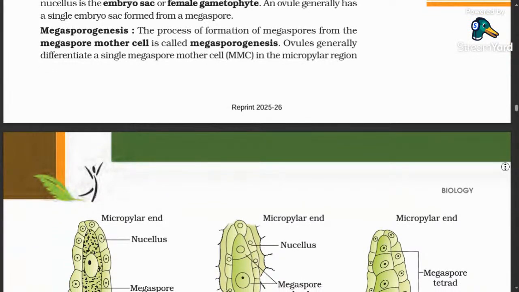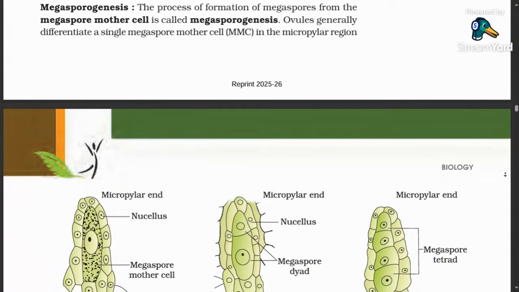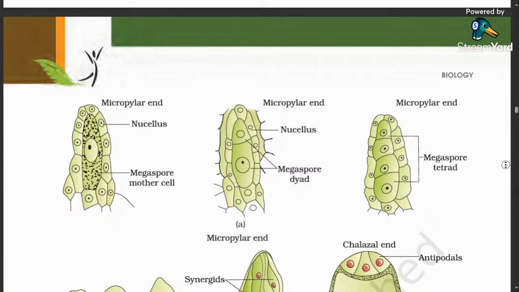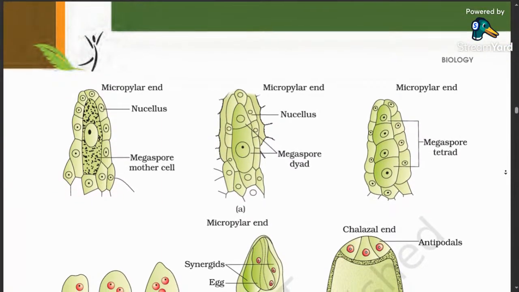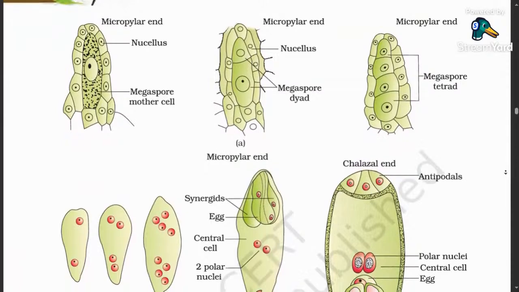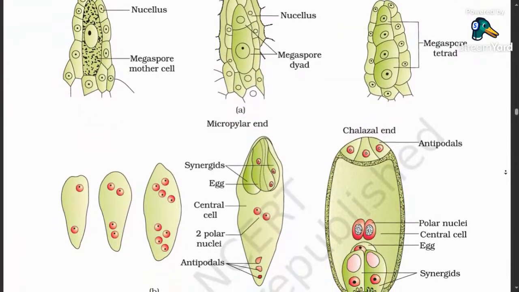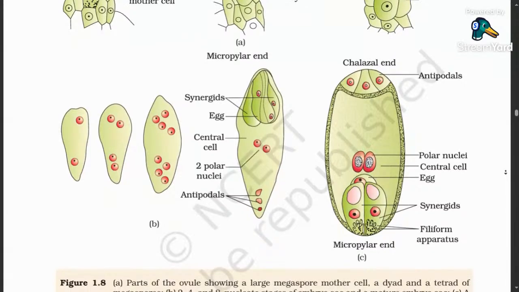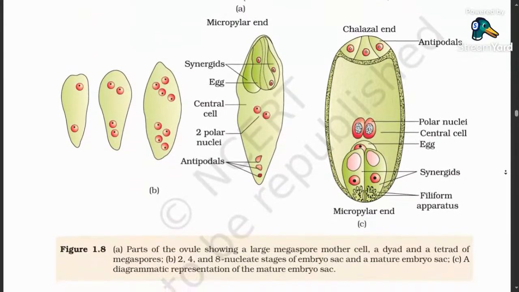Megasporogenesis. The process of formation of megaspores from the megaspore mother cell is called megasporogenesis. Ovules generally differentiate a single megaspore mother cell in the micropylar end of the nucellus. It is a large cell containing dense cytoplasm and a prominent nucleus. The MMC undergoes meiotic division. What is the importance of the MMC undergoing meiosis?